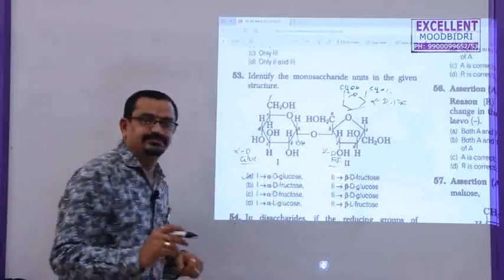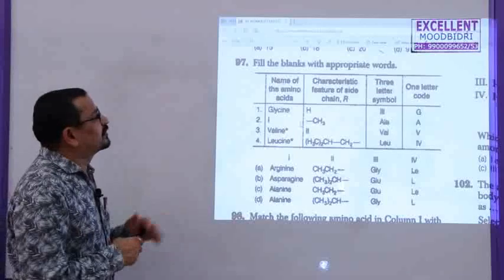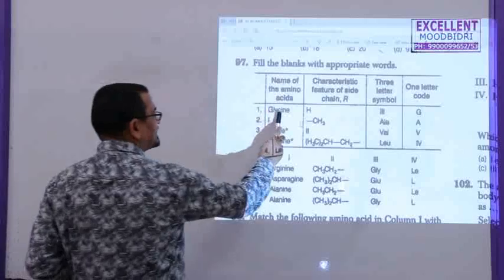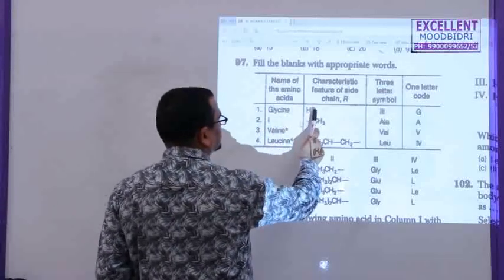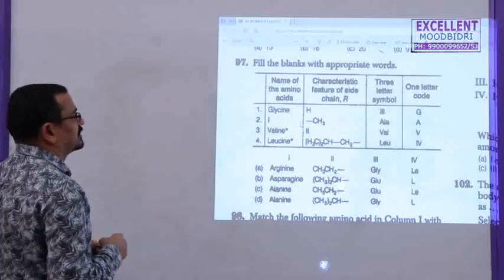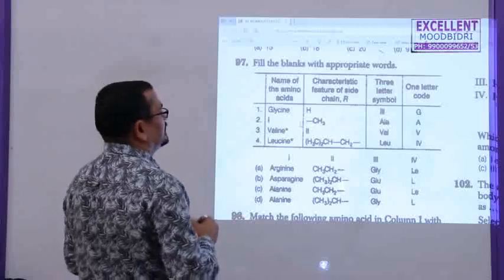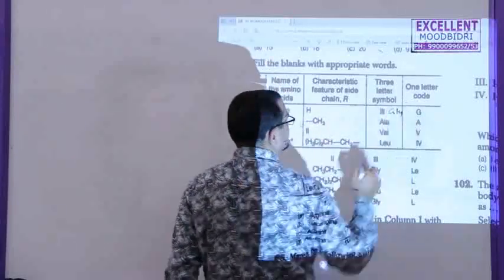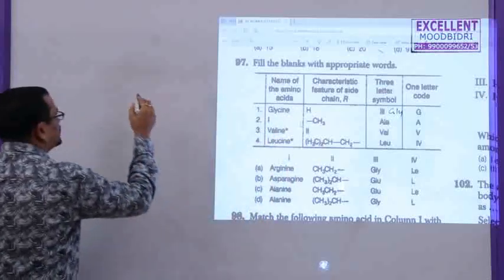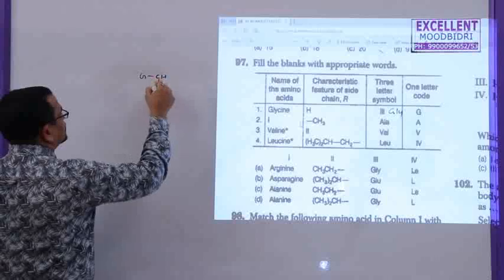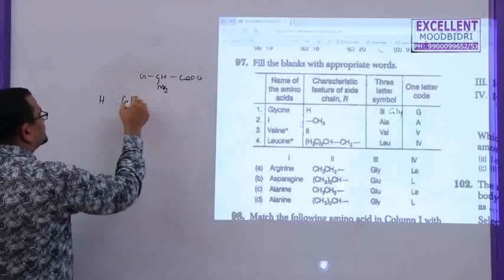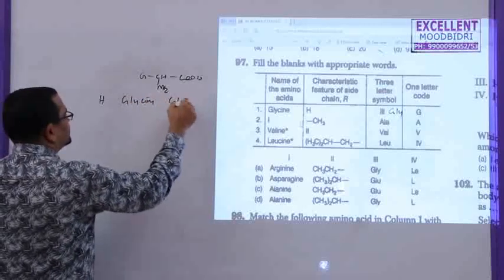So, first option. When it comes to a question from proteins, fill in the blanks with appropriate words. Glycine: its characteristic feature inside the chain is SH, correct? And the three-letter symbol is what? Glycine, GLY. Here the three-letter symbol is GLY, and the one-letter code is G, correct? Suppose this is a basic amino acid, and if G is H, that is glycine, GLY, and G is the symbol.